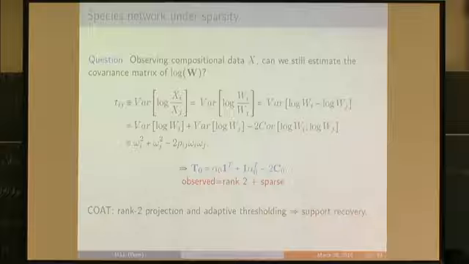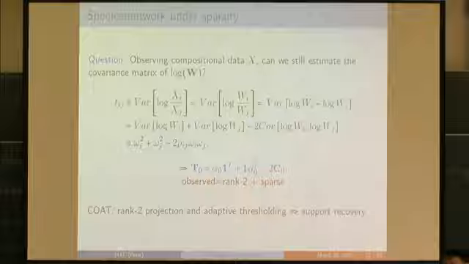Those two together is a rank 2 matrix. And this is the matrix of interest we want to estimate. If you assume this is sparse, remember this is what we can estimate from the data. This is a rank 2 matrix. If this covariance matrix is sparse, there's a way you can estimate them. And there's a lot of literature on this.